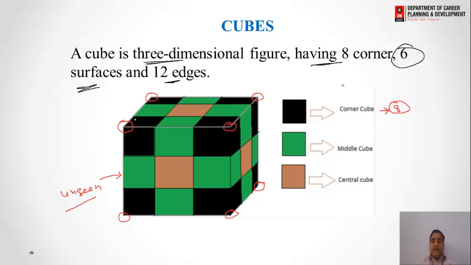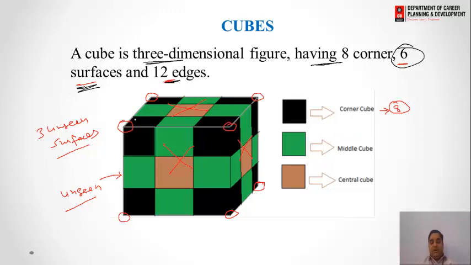Now the second is that it has 6 surfaces, that is the first surface, second surface, third surface, and we have 3 unseen surfaces of this cube. In totality we have these 6 surfaces.